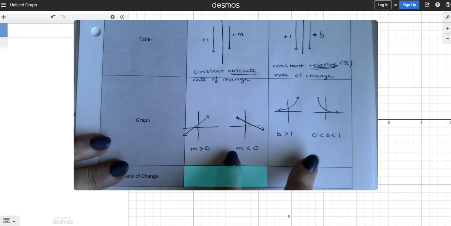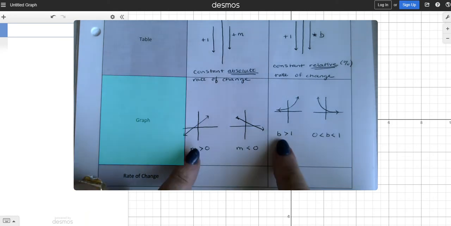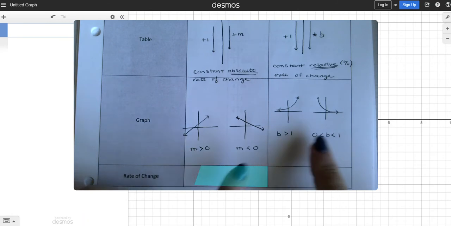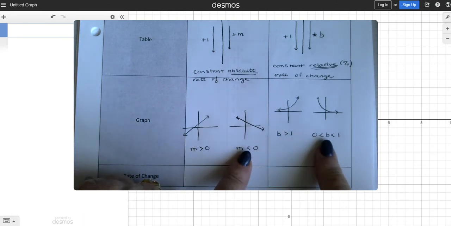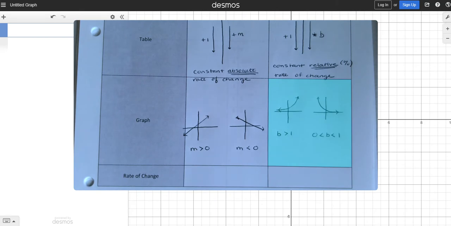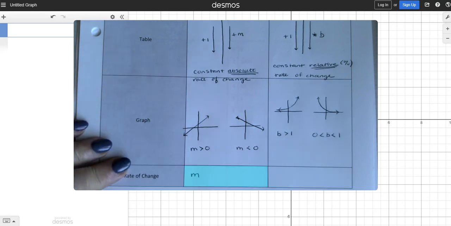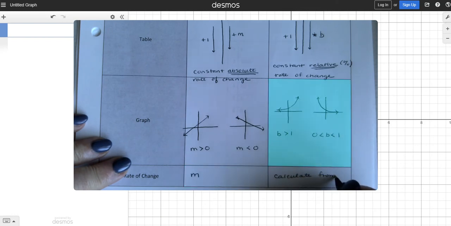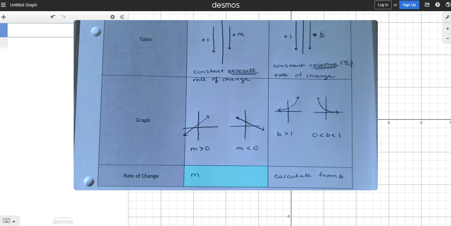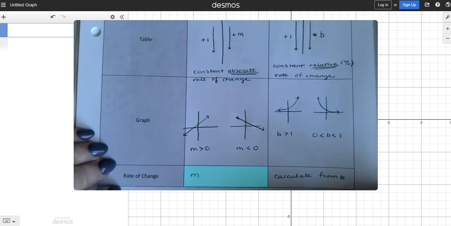Notice, however, that in both cases, the graph either increases all the time, like these two, or decreases all the time, like those two. Both linear and exponential functions are either increasing or decreasing. There's never a mixture within the same graph or within the same function. All right, and the rate of change is m. And here the rate of change we can calculate from b. All right, that was my quick little overview.